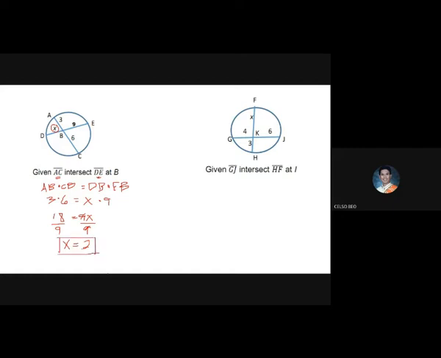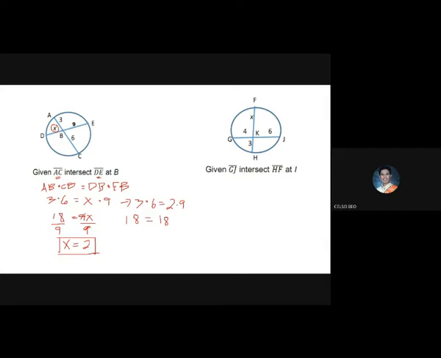Let us check if the two are really equal. Let us substitute the value of x that we got. We have 3 multiplied by 6, and this is equal to the value of x we got, which is 2, multiplied by 9. 3 multiplied by 6 will give you 18, and 2 multiplied by 9 is also 18. This is the proof of theorem number 1.